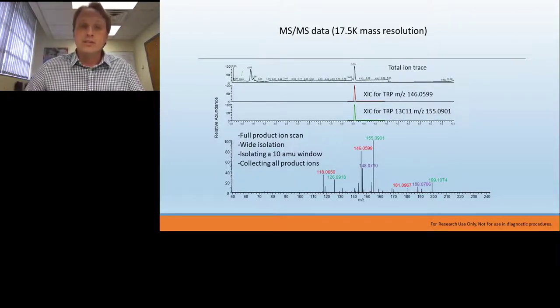And so in this case, I show you what that might look like for tryptophan, coloring the ones related to each other together. And you can sort of see how well those separate out and how well the MSMS still performs, where we might isolate, say, a 10 AMU wide window. And this is collecting all of those product ions and using the product ions from that as a way to quantify.